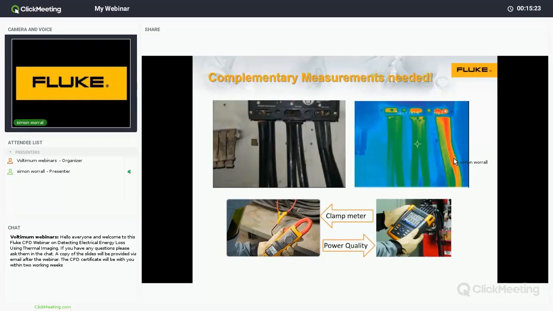And all of you as electricians will carry two-pole testers, maybe clamp meters, maybe digital multimeters. Some of you already have power quality analyzers, and you will use these extra tools to actually determine what the root cause of the problem causing that heating is.